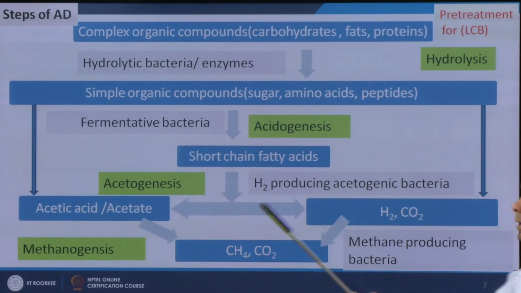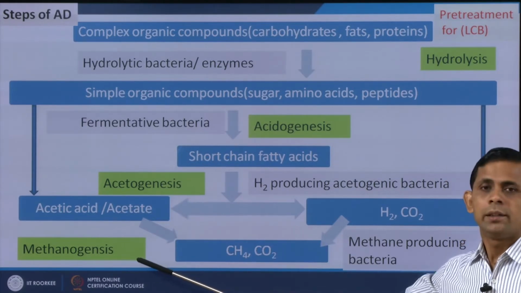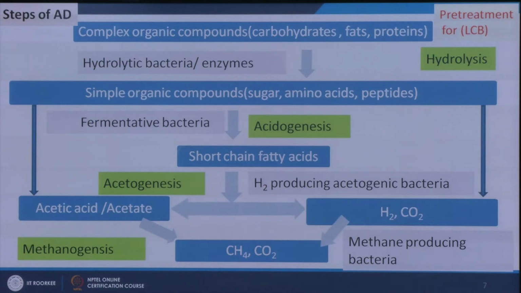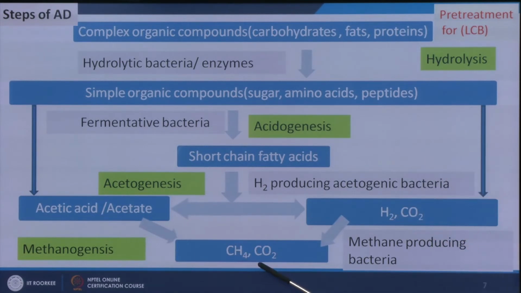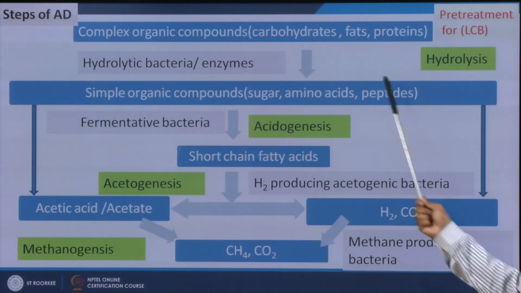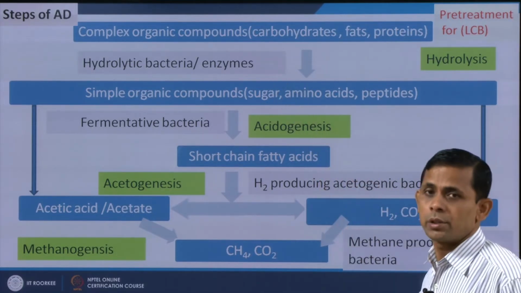Then, once the acetic acid and acetate are formed, the next step starts to work, that is methanogenesis. In methanogenesis, acetic acid or acetate is converted to methane, or there are some microbes which directly convert hydrogen and CO2 to methane. So, these are the different types of reactions which take place during the total anaerobic digestion process.